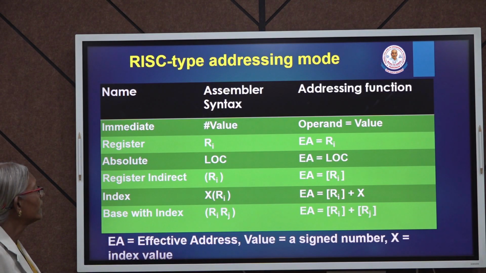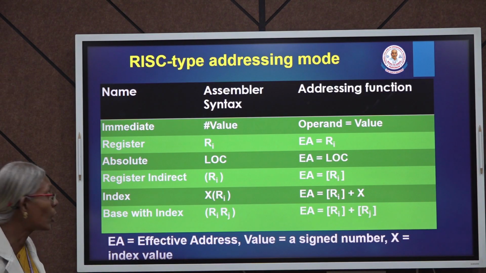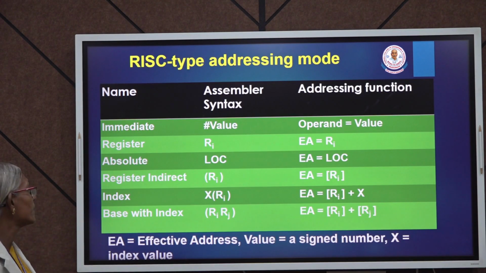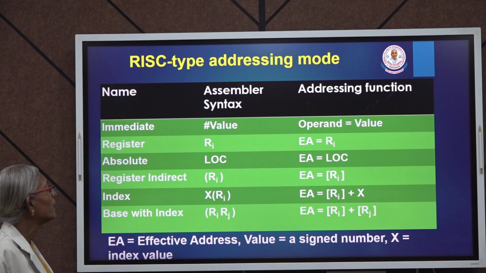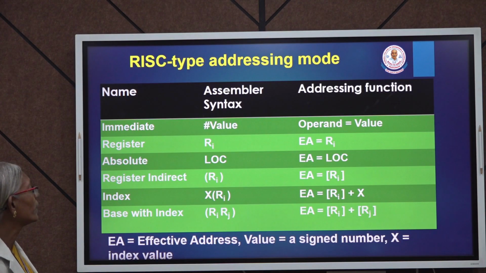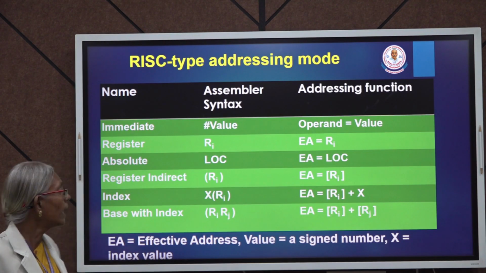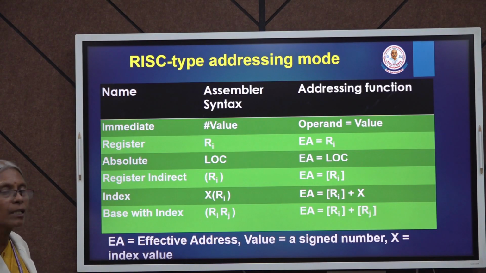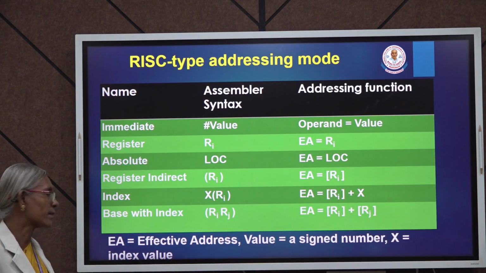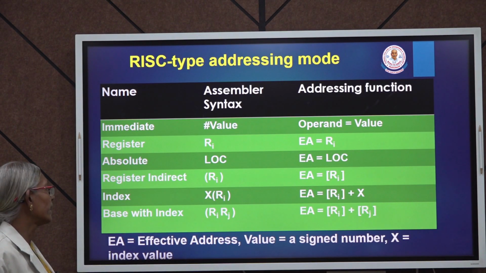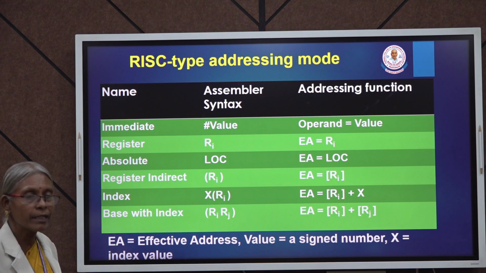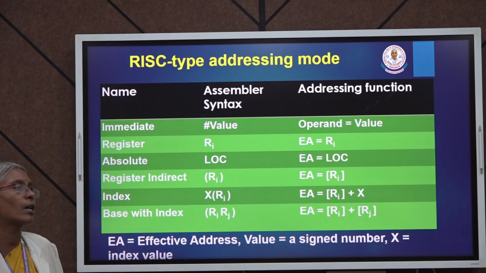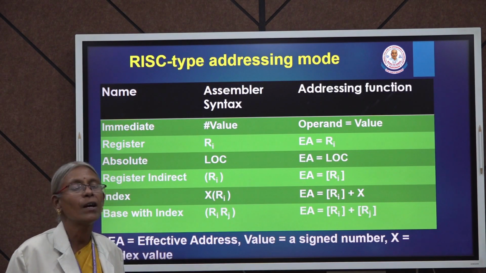Register indirect is written within parentheses, Ri. Here the effective address will be the content of the register. Index mode, X of Ri. Here the effective address will be the addition of the content of Ri and X, that is the constant value given in the instruction. Then base with index, Ri Rj. Here the effective address will be found by adding the content of Ri and the content of Rj.